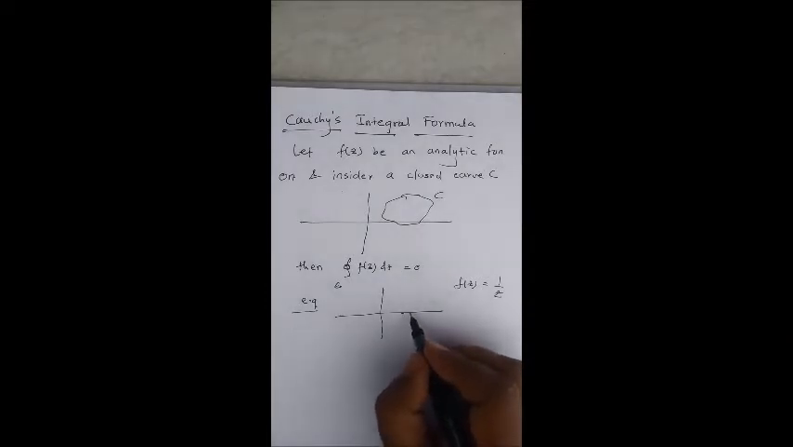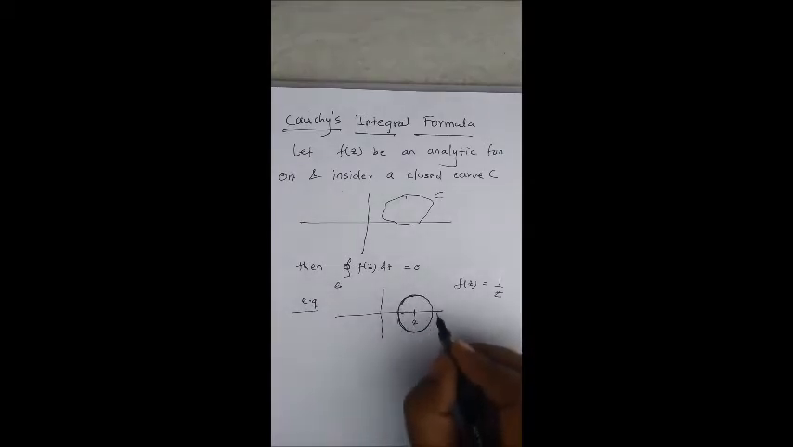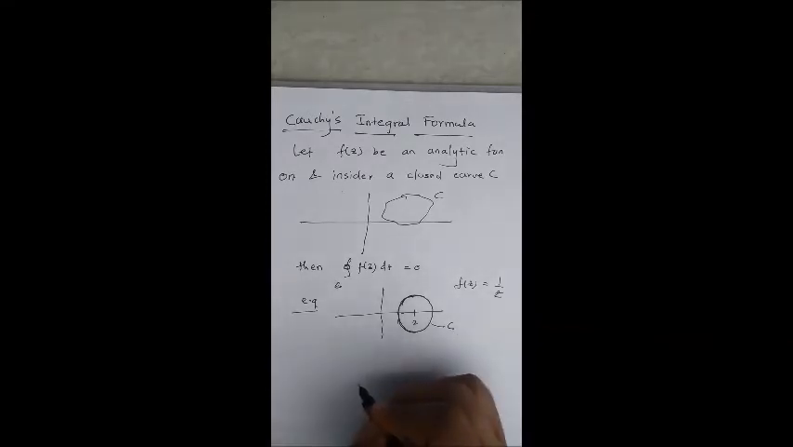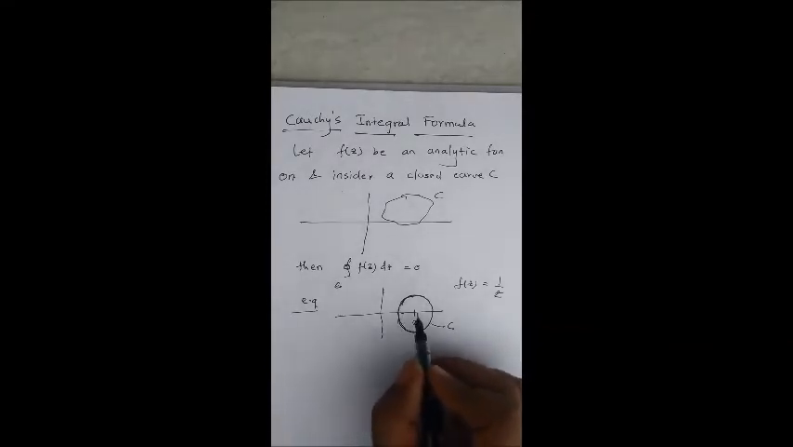Let me take here, so this is 1 and this is 2. So let me draw a circle which is centered at 2 and of radius 1. So this kind of circle we can draw, right? Let me call this my C curve. So C is a circle centered at 2 and of radius 1.